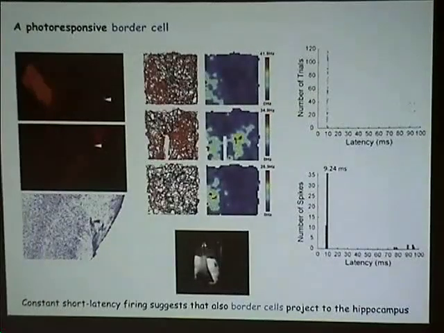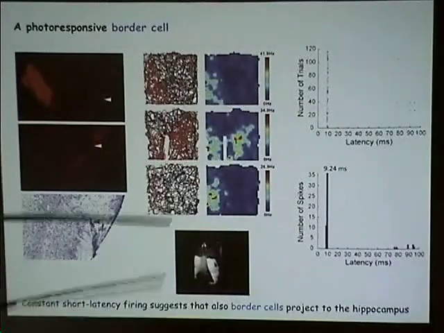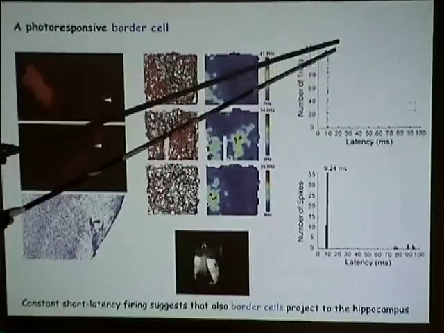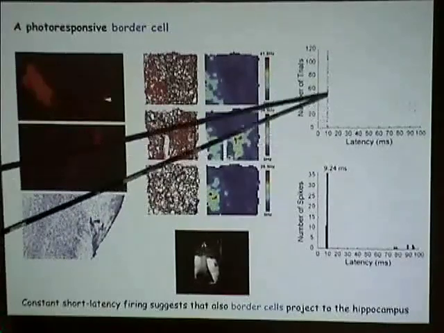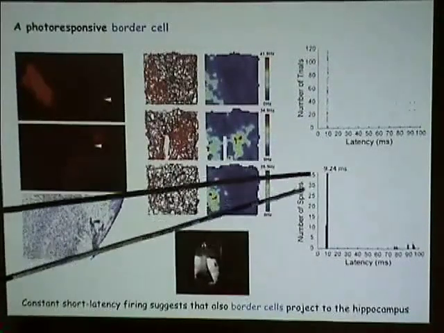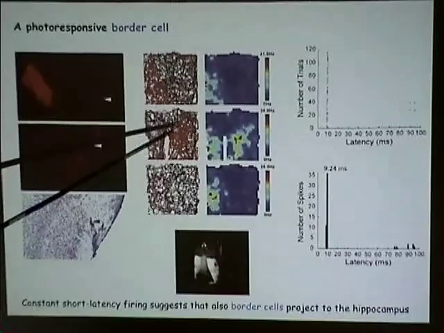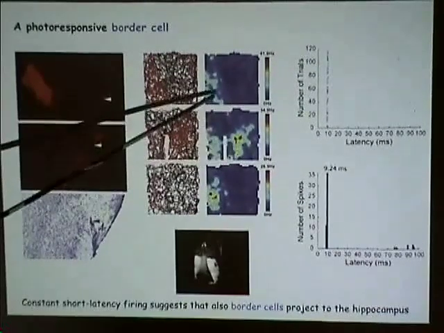This is a border cell, which also did the same. Now this cell doesn't respond on every single trial, so therefore you see the dots here. But again, it's always at the same latency. Now it's 9.2 milliseconds. And you can see that's a border cell because it fires consistently on the right side of the wall.